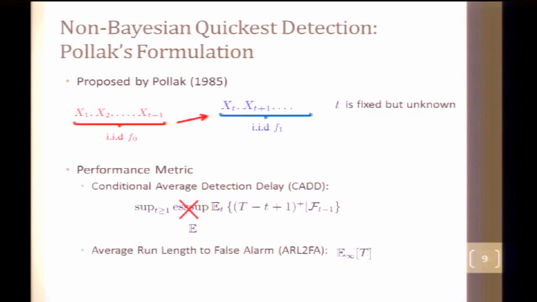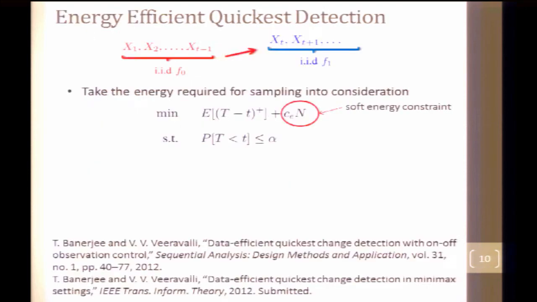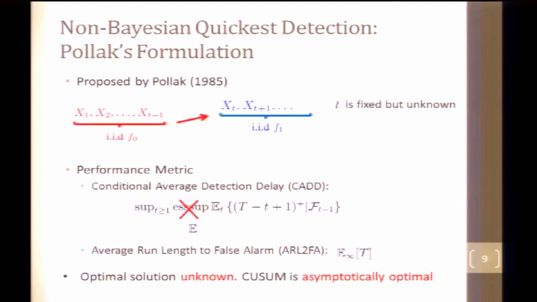But unfortunately, once we modify this essential sup to an average, then we don't know the optimal solution. The problem is too difficult. But we know that the Q-sum, the scheme I just described, although it's not optimal, is asymptotically optimal in the sense that if this false alarm quantity goes to infinity, then the Q-sum, the scheme I just described, is asymptotically optimal. These are the standard results. Until now I've just given you some high-level idea about what has been done for change point detection.